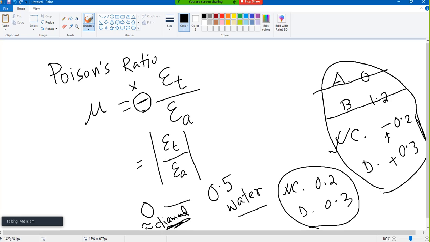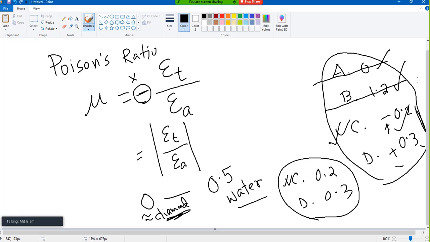If you do not know it, how to eliminate an answer? 0 not possible, 1.2 not possible, positive not possible. So this is the answer. And this is not an ideal case, I'm just giving you an example. Sometimes you can find the answer by eliminating options.